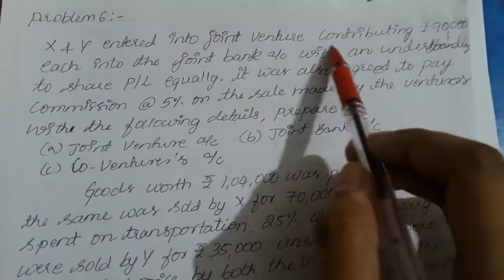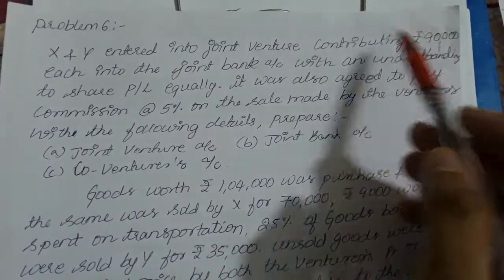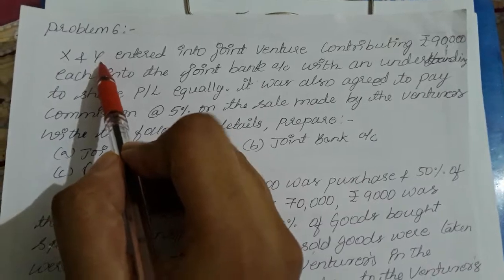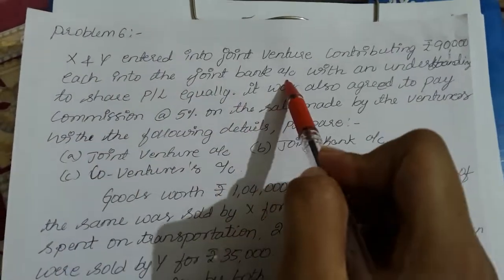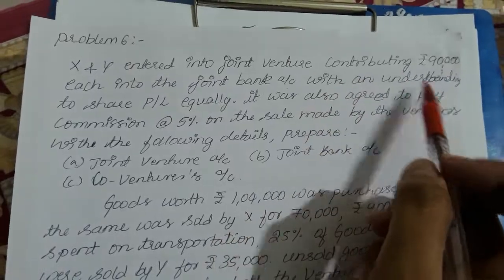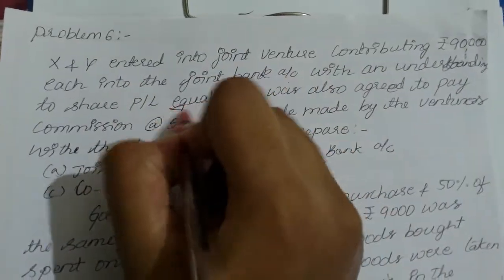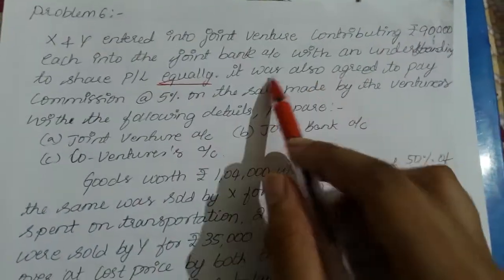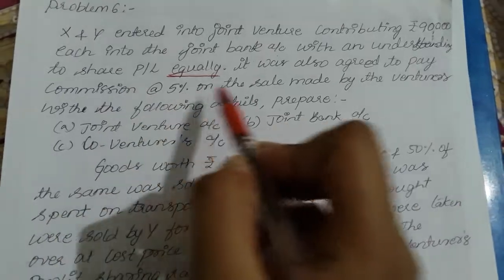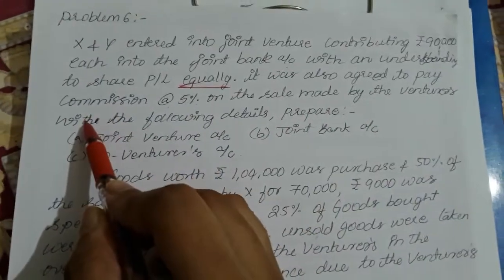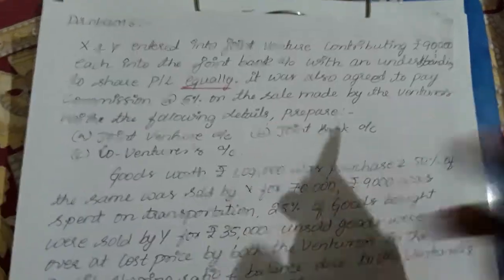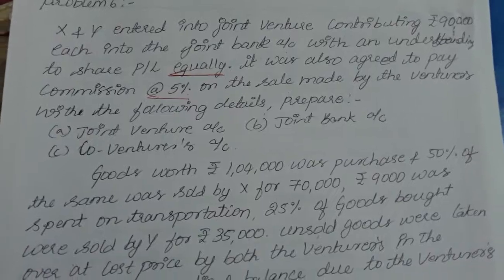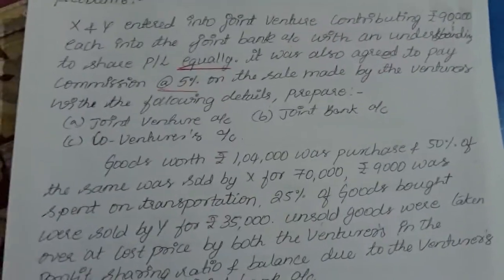X and Y entered into a joint venture contributing rupees 90,000 each. So here X has contributed 90,000, Y has contributed 90,000 into the joint bank account, with an understanding to share the profit equally. So they decided to share the profit equally. It was also agreed to pay a commission at 5% on the sales made by the venturers with the following details. So one more new thing here is they are also paying the co-venturers 5% commission, right?